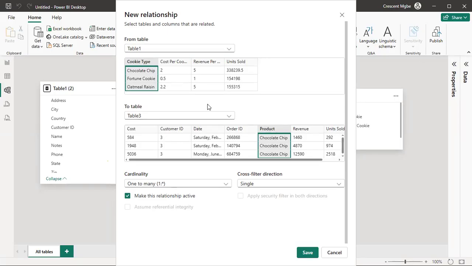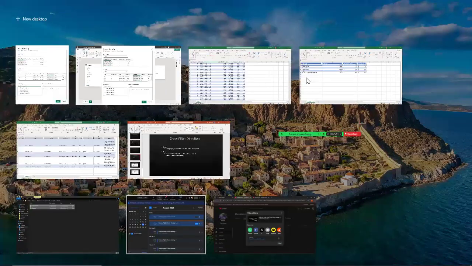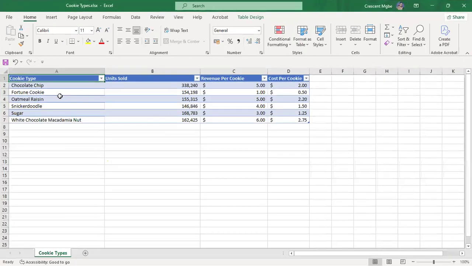The next thing is to choose the type of connection. You see many to one, one to many, one to one, many to many. Now we need to go back again and check. You can see it is one in this cookie type, which is the facts table, which is the primary key.